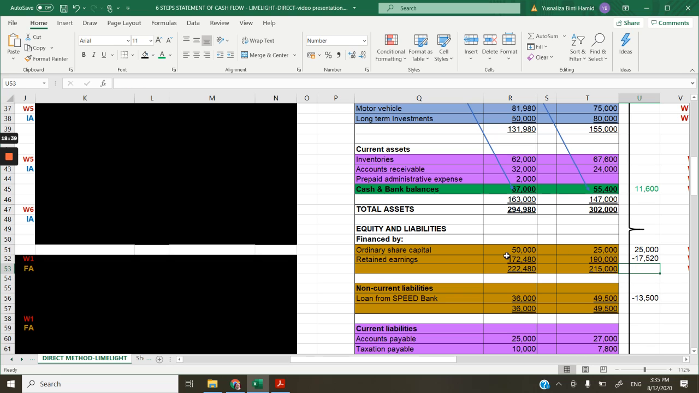So what I need to do is to post all these 3 figures, this opening to the credit side. Same goes for the retained earnings, opening to the credit side. Same goes for your loan. All the opening balances to the credit side of the accounts respectively. And the debit side will show the closing balances. So do that first.